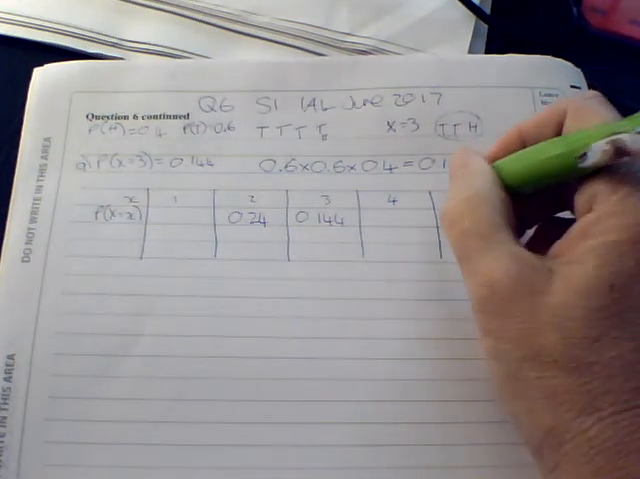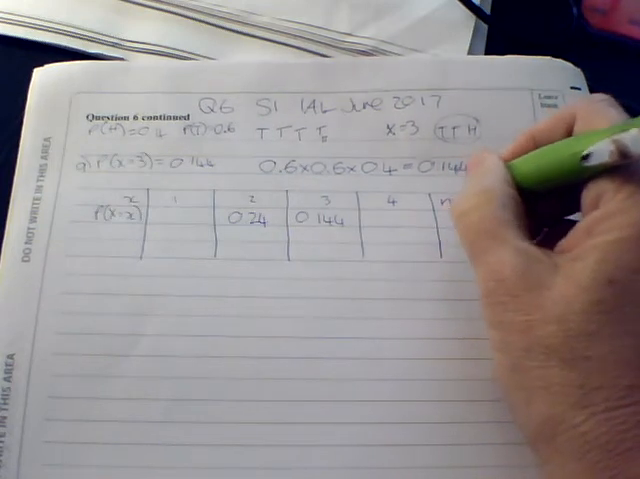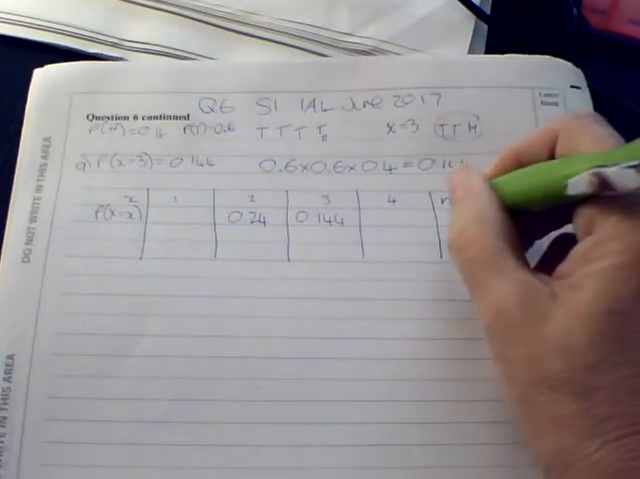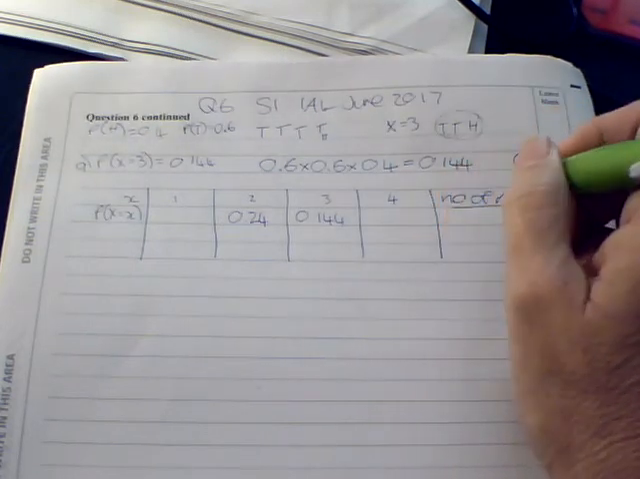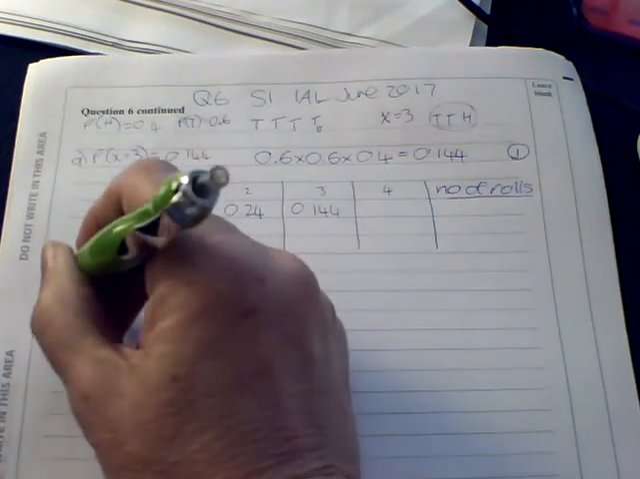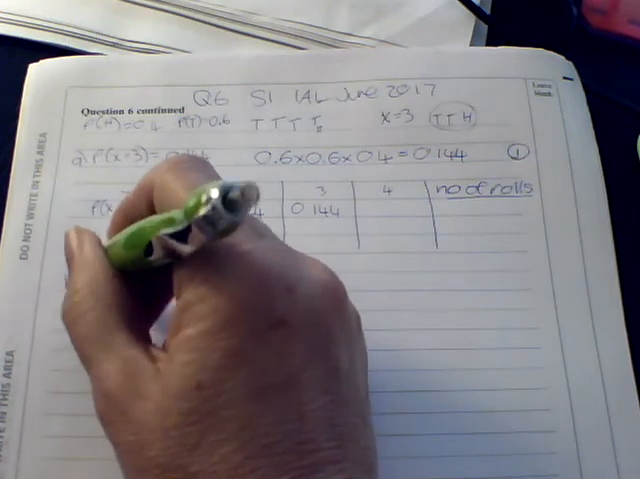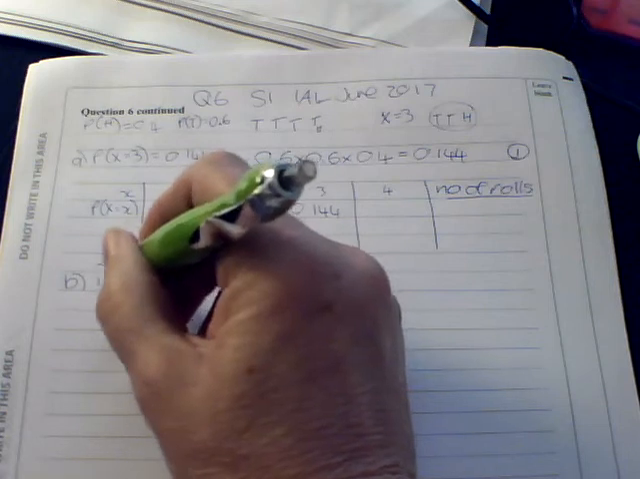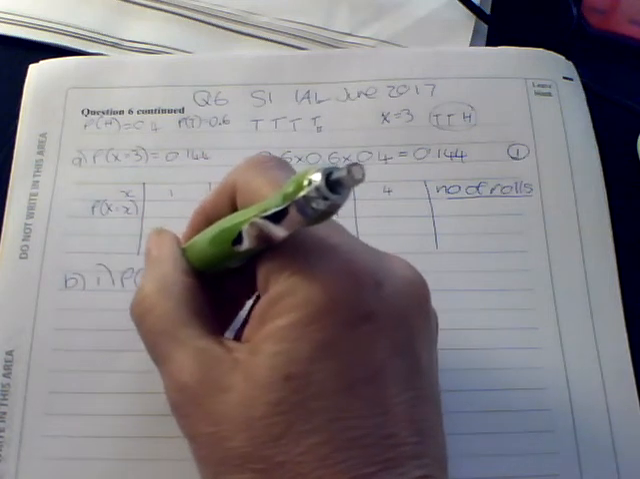So really x is the number of rows. Let me write that here, number of rows. Okay, that's what it means. I would imagine they're going to ask us to fill the missing bits in, but let's have a look. So part B says, part 1, write down the value of the probability of x equaling 1.